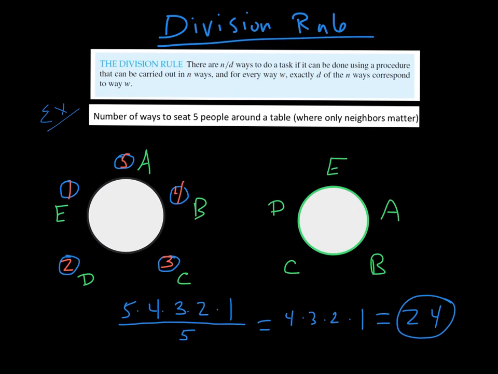This is the last of these basic counting rules that we're going to go over. In the next section, we're going to look at a little bit more advanced ways to count using permutations and combinations. And then we're going to apply that to some probability.